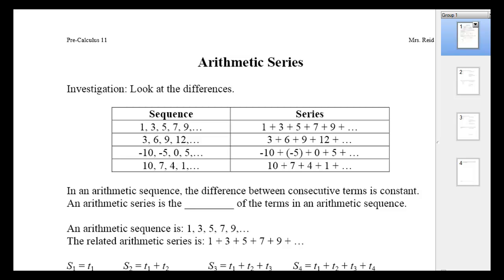All right, this is the arithmetic series lesson. In this investigation, we're going to look at the differences between a sequence and a series. So the sequence is basically just the pattern of numbers, 1, 3, 5, 7, 9, or 3, 6, 9, 12, or -10, -5, 0, 5, etc.